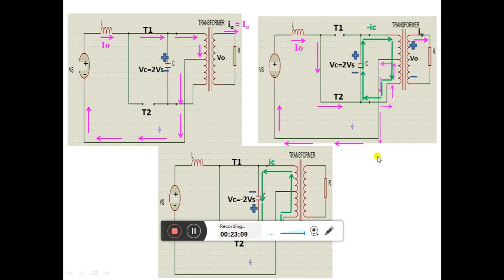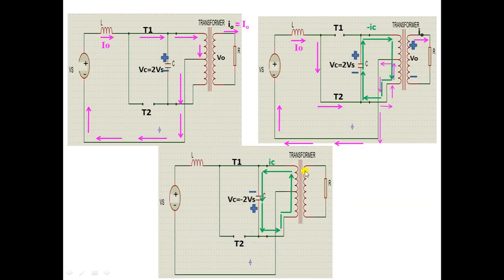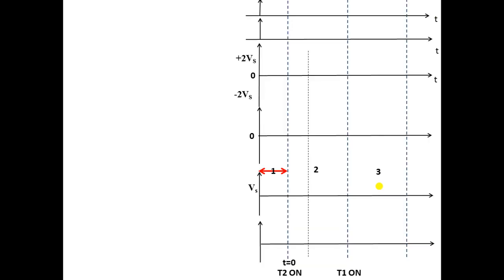So here in the circuit, this is the circuit for mode 3. How is the direction of current? This is the direction of the current, which is the same as the direction of current in this part. Okay, so this is the current flowing, and this is the output current I0. Output voltage is opposite of this voltage V0 that we have seen in the graph.